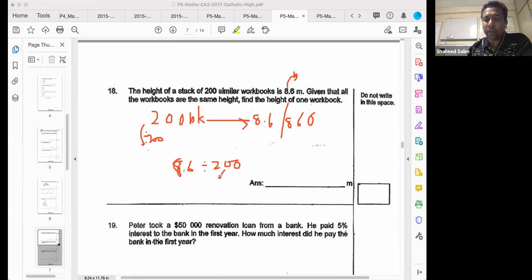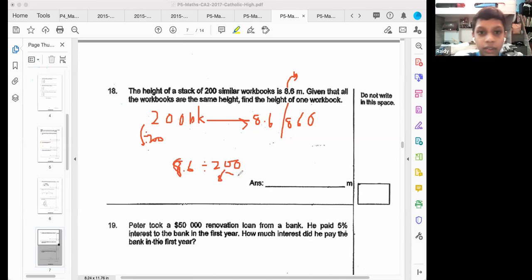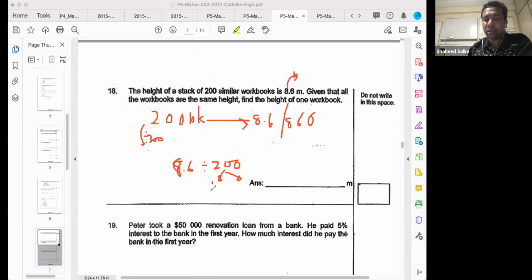This 200, you can split into 100 times 2. So what you do, you divide it by 100 first. How to divide by 100? Very simple, watch. 8.6 divided by 100. You shift how many decimal places? There are 2 zeros. Shift 2. 1, 2. Put a dot here, put a 0 here. So now it's 0.086.